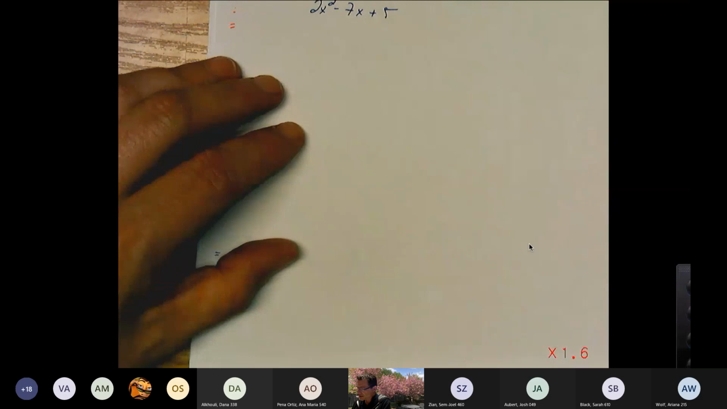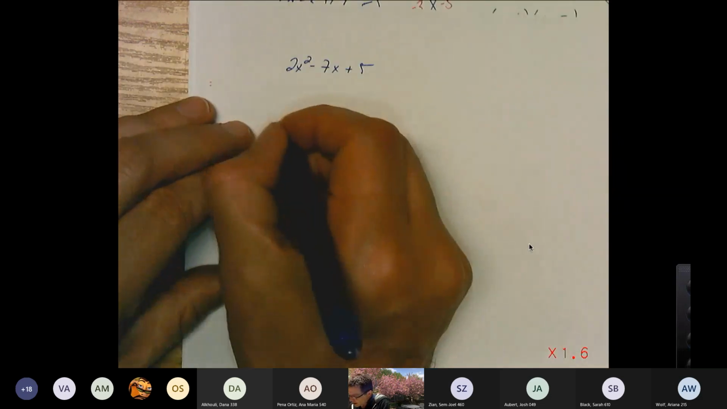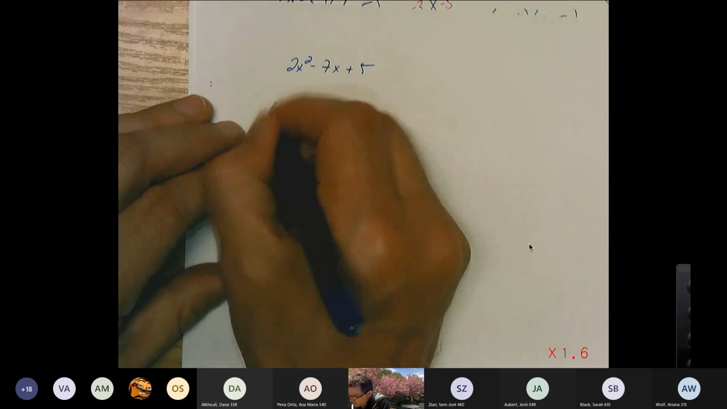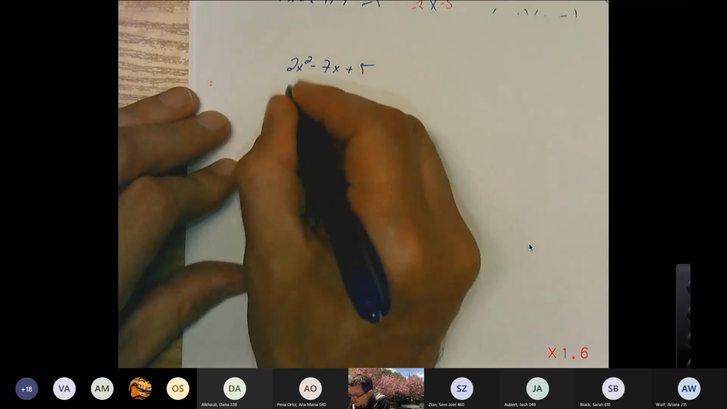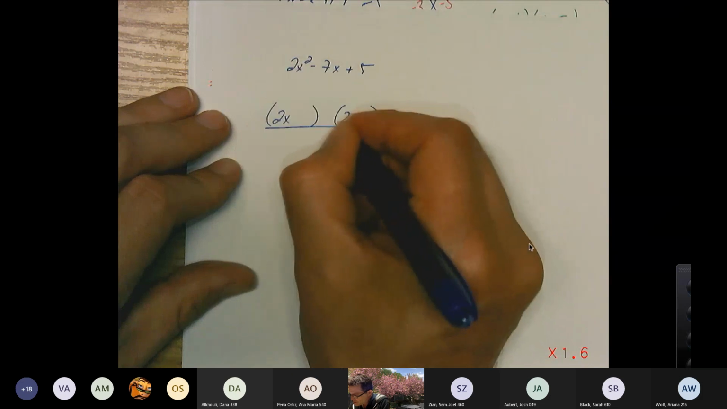So, using seesaw. This is what seesaw does. You put a bracket and a bracket. You put the 2 in front of this bracket. You put a 2 in front of this bracket.